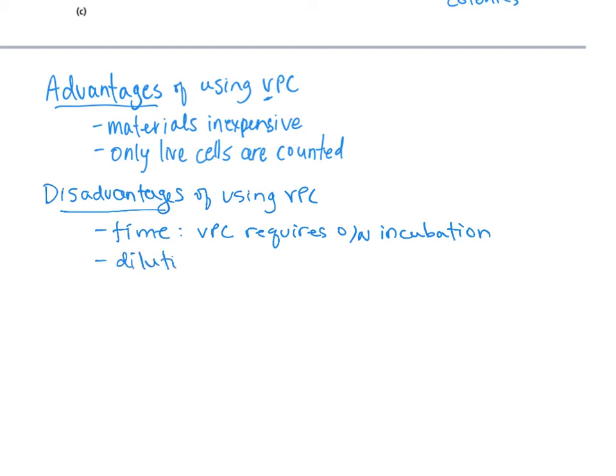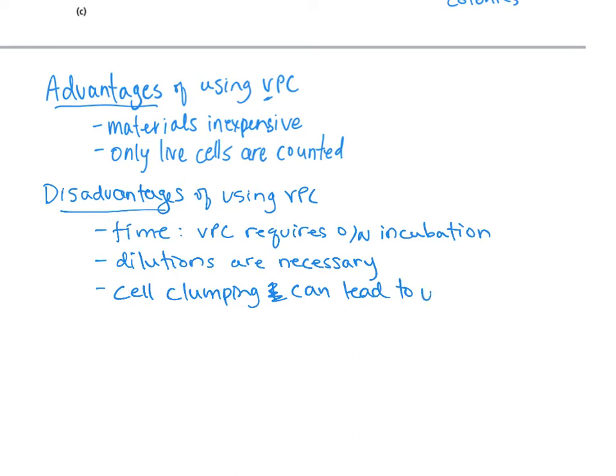Also, making dilutions is necessary. Now, in reality, that's often necessary for a hemocytometer and for using a spectrophotometer as well. Okay. Another disadvantage, cell clumping can lead to an underestimation or undercounting of cells.